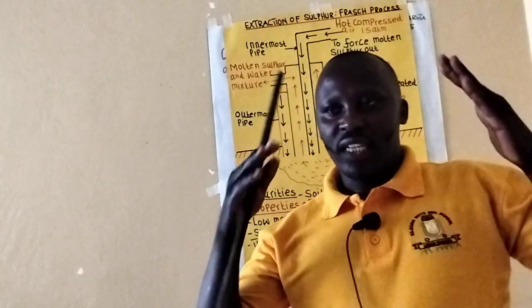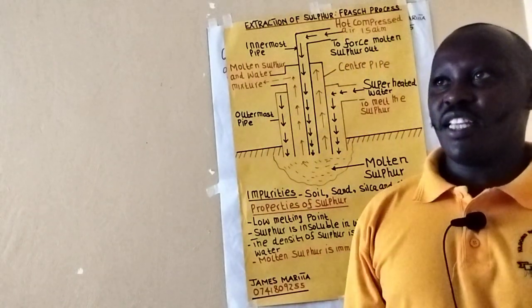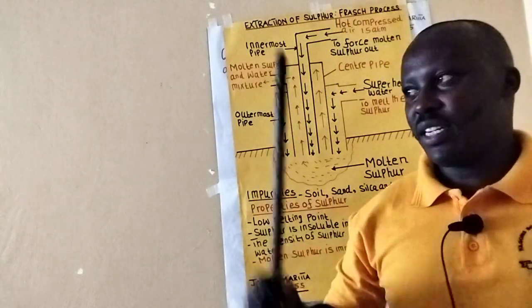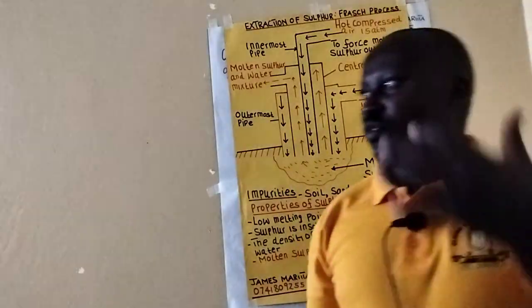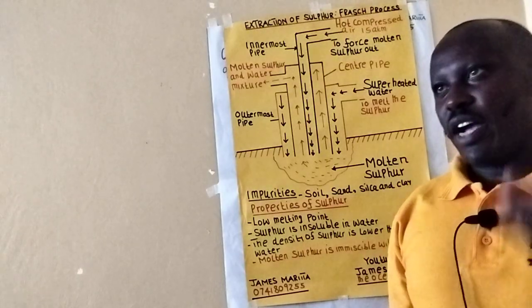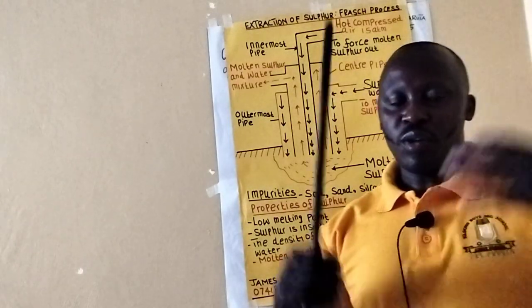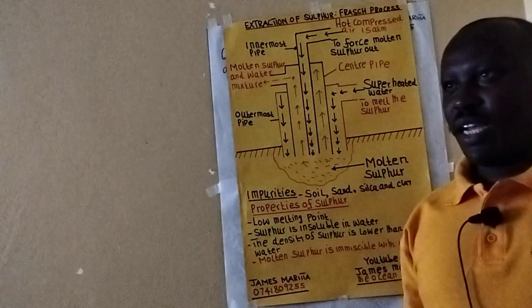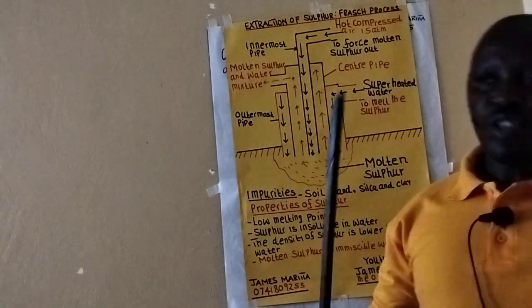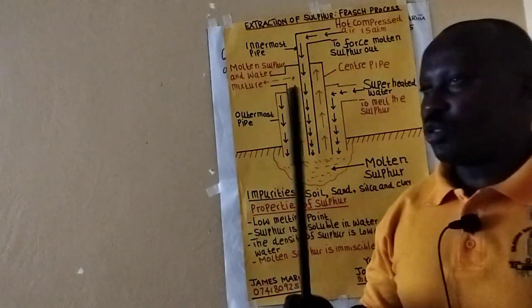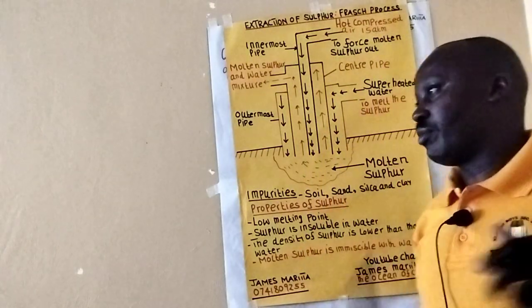We are looking at industrial processes in Form 3. In Form 3 there are 3 industrial processes. One is from the extraction of sulfur and its compounds, that is the large-scale manufacture of sulfuric acid in the contact process. We have chlorine and its compounds, where we also have an industrial process, that is the manufacture of hydrochloric acid. And then we have nitrogen and its compounds, where the industrial process is the manufacture of nitric acid through the Ostwald process.